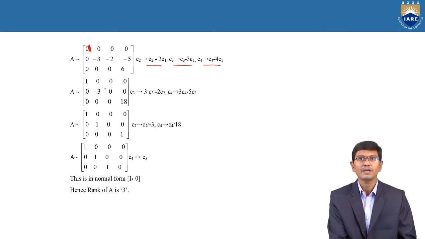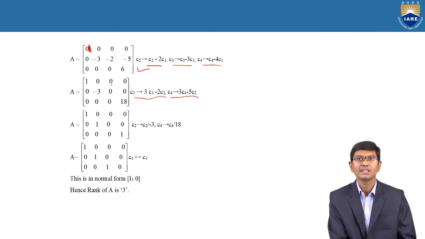Next one, again, now we are going to change the matrix: 0, minus 3, minus 2, minus 5, 0, 0, 0, 6. By observing here, C3 is equal to 3C3 minus 2C2, and C4 is equal to 3C4 minus 5C2. By using these operations, this matrix is changed: the first column has no change, 1, 0, 0. The second column also has no change. Why? Because we are not applying any operation on the C2 column. Therefore, 0, minus 3, 0.